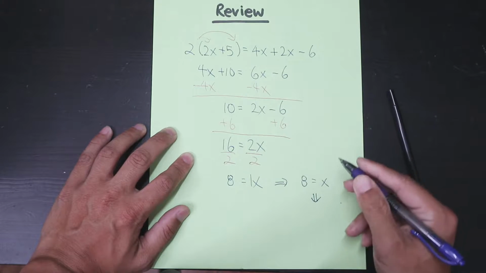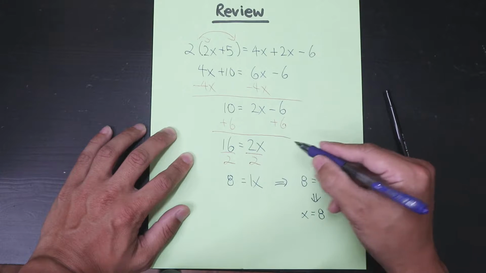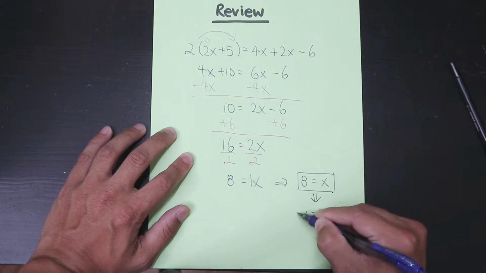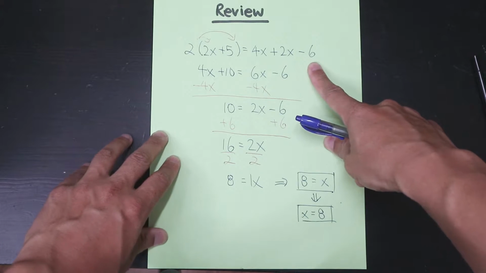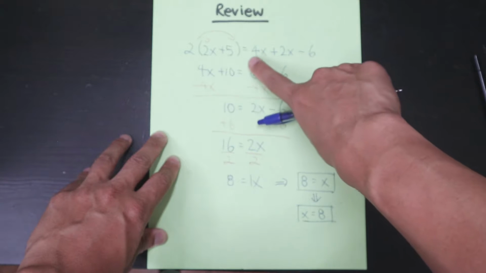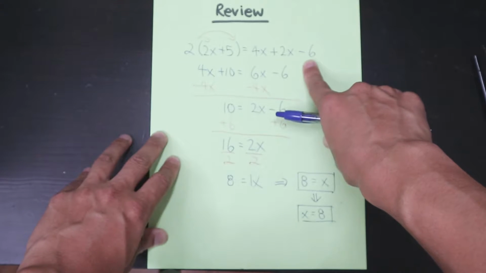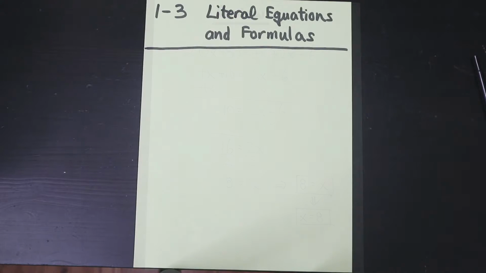Or you could write it with the letter first. It becomes x equals 8. So one of these 2 answers is correct. So that means the missing value that would make this equation true, in other words, the left side of the equation equals the right side of the equation, only if x equals 8. Now we're going to learn the next lesson, which is 1-3 literal equations and formulas.